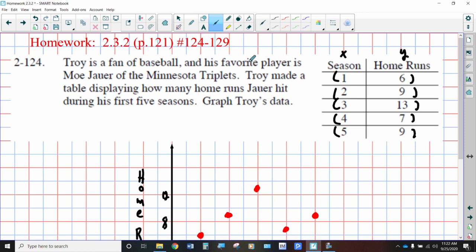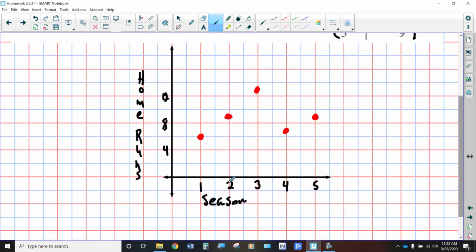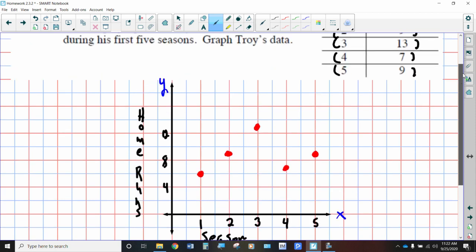Troy is a fan of baseball, and his favorite player is Mo Jower of the Minnesota Triplets. Troy made a display or a table displaying how many home runs Jower hit during his first 5 seasons. So season would most likely in this case be on the x-axis, and the number of home runs would be on the y-axis. And so you treat this as ordered pairs.